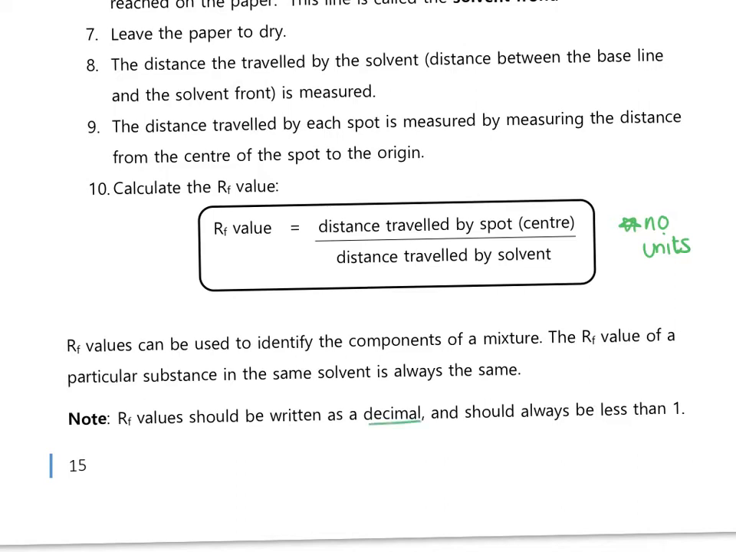So they're written as a decimal, usually to 2 decimal places. And they should always be less than 1, because your solvent will always travel further than your spot. Your spot should never travel further than the solvent. In fact, it can't travel further than the solvent. And that's why it's really important to mark your solvent front. And I'll discuss that in the video.